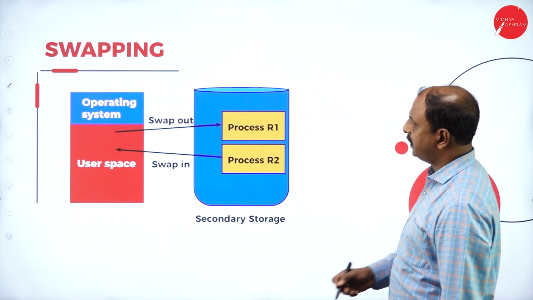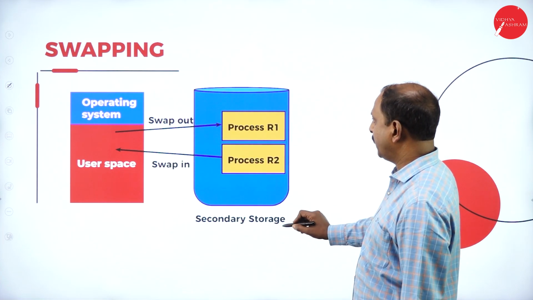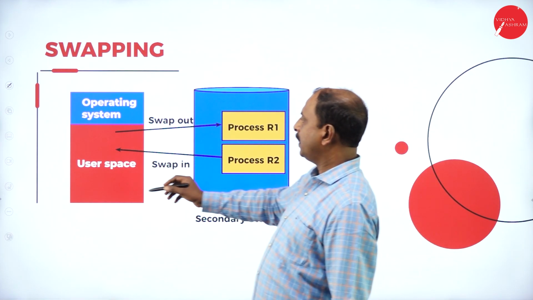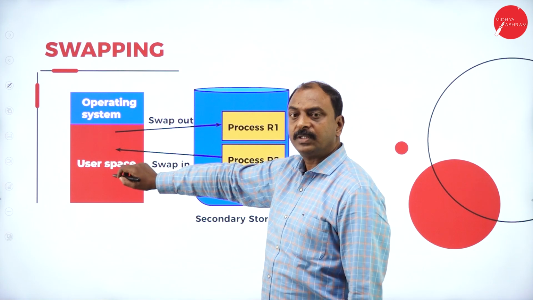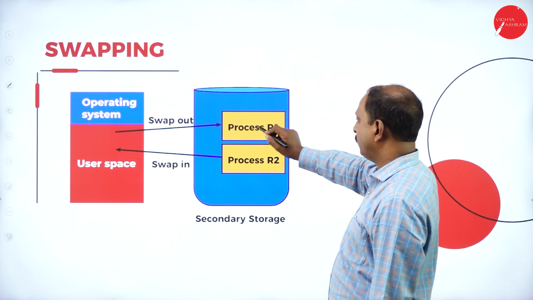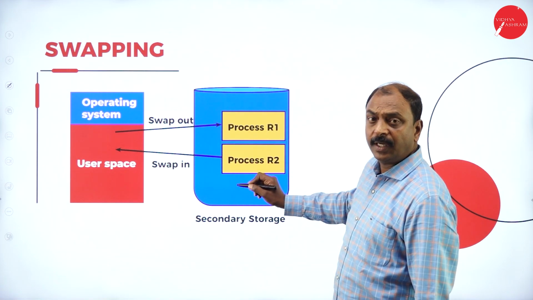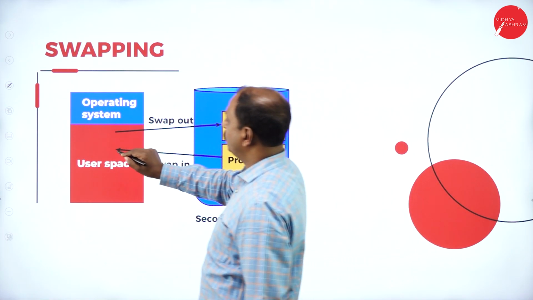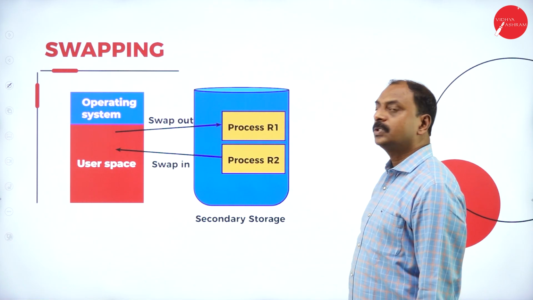Now this is a diagram for swapping between user space and secondary memory devices, and here we have process 1 and process 2. Here we are swapping out the pages which were available in the main memory back to secondary memory, which is called swap out, and we are getting the process from secondary memory devices into user space for processing. This is the concept of swapping.